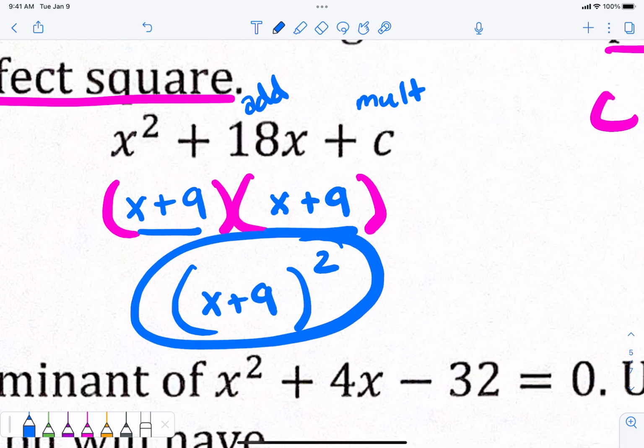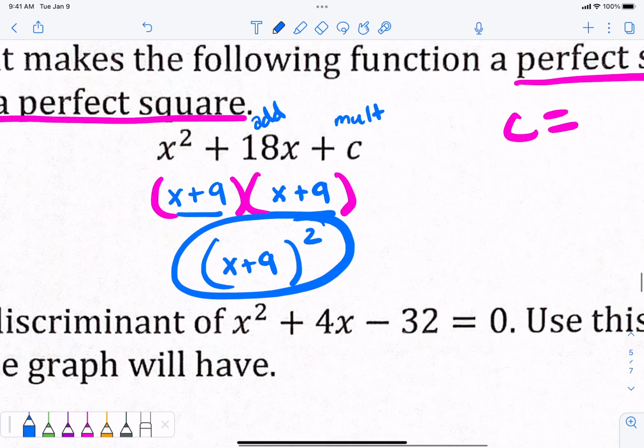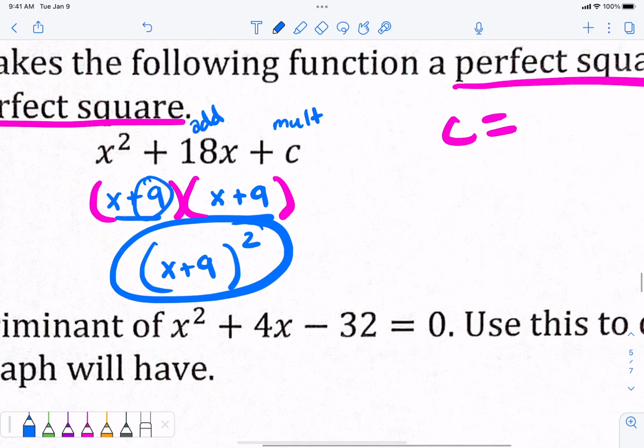That finishes the part where it says write the trinomial as a perfect square. That's x plus 9 squared, so that's part of the answer. Then we have to figure out what C needs to be. 9 plus 9 gives you 18, but 9 times 9 gives you what C is, so that has to be 81.